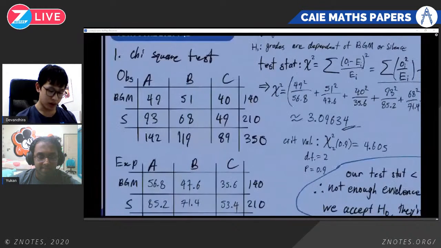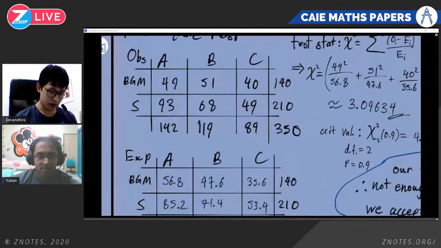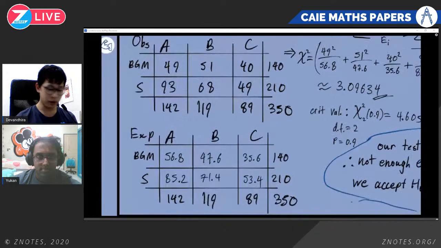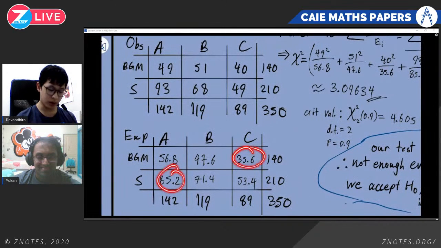For example, let's say I have the first entry here, with observed 49 and expected 56.8. What I would do is 49 minus 56.8, squared, then divide by 56.8. Then you add the next one: 51 minus 47.6, squared, divided by 47.6. And you keep summing them for all the other entries. Agree, Yugen?